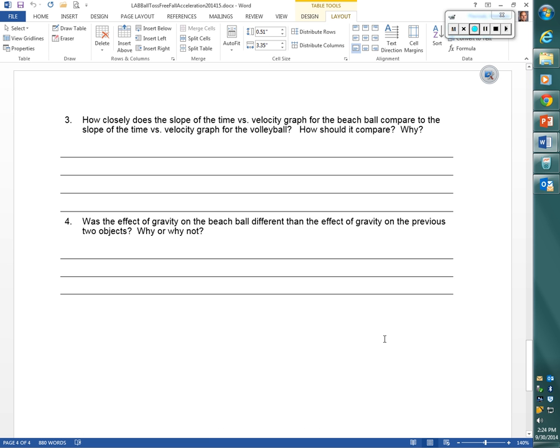Number 3. How closely does the slope of the beach ball graph compare to the slope of the volleyball graph? So what do we see about the slope of the volleyball graph versus the slope of the beach ball graph? Which one's bigger? Volleyball graph, much bigger, right? Negative 9.54 for the volleyball graph, but the beach ball was only like negative 7 point something. What was it? 7.42, right? Why?